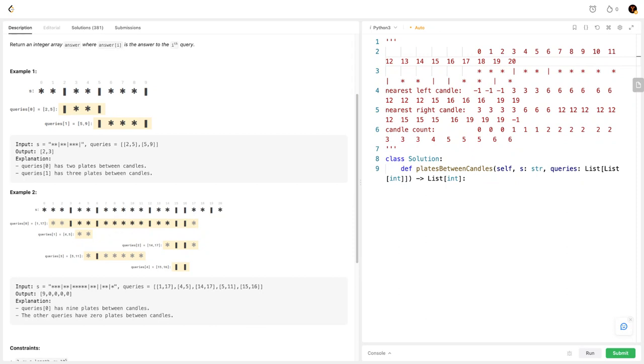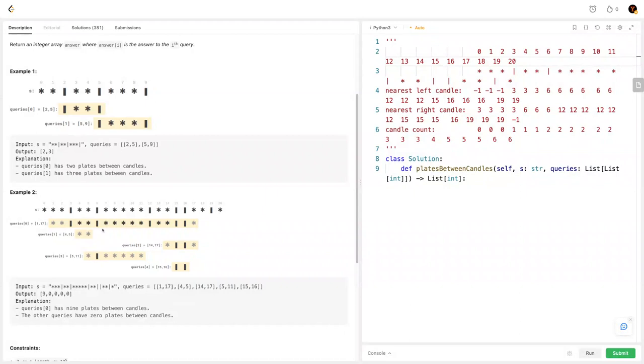bounded by candles are like the plate at number 4, 5, and the plate at 7, 8, 9, 10, 11, as well as 13 and 14. So for the plates at position 1 and 2, they don't have a candle on the left side, and for the plate on position 17, they don't have a candle on the right hand side. So these two are not included in the return result. So for this range, we have 1, 2, 3, 4, 5, 6, 7, 8, 9 plates bounded by candles.